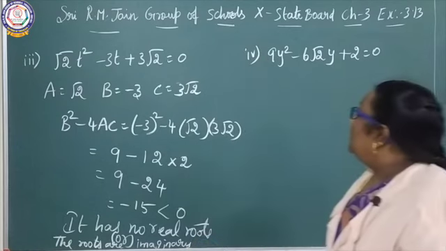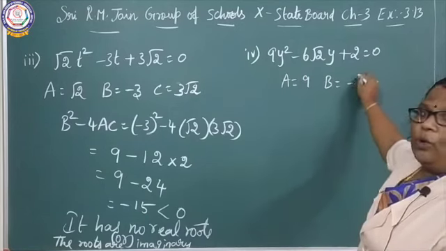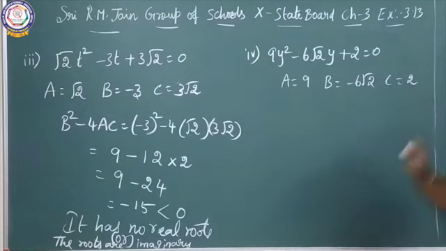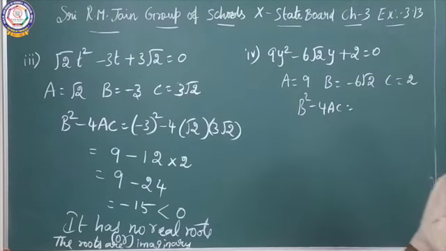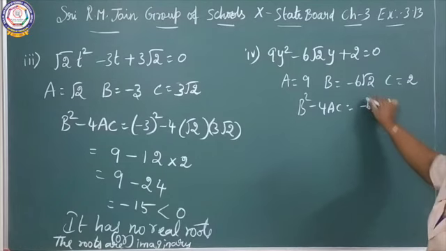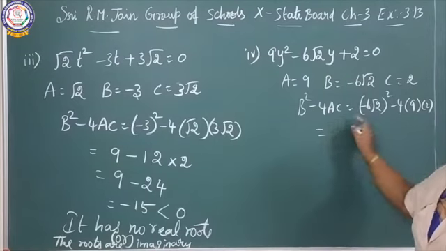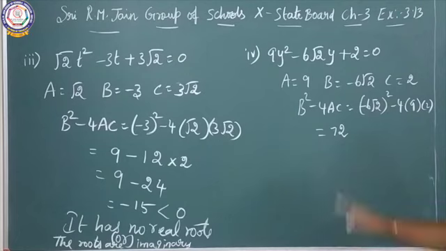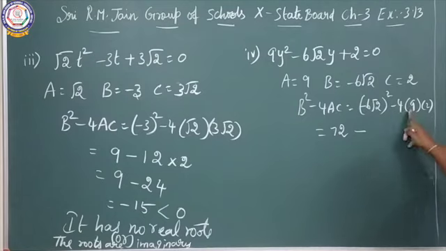Is it clear? See the fourth subdivision. A equal to 9, b equal to minus 6 root 2 and c equal to 2. b square minus 4ac equals minus 6 root 2 the whole square minus 4 into 9 into 2. 6 6s are 36, root 2 into root 2 is 2, so 36 into 2 is 72, minus 4 into 9 into 2, 9 4s are 36, 36 2s are 72.